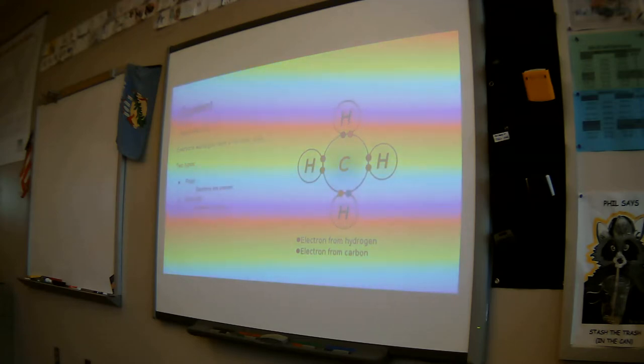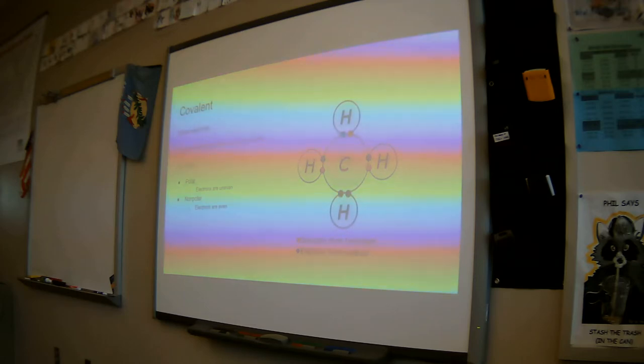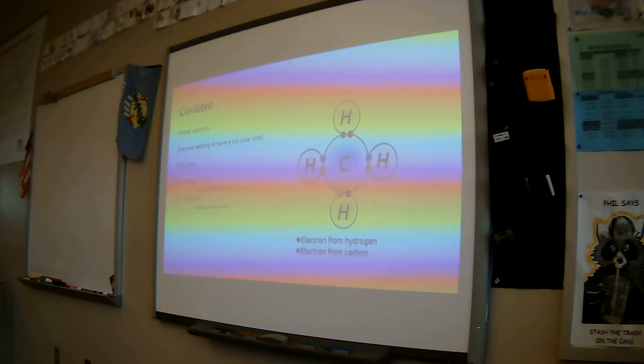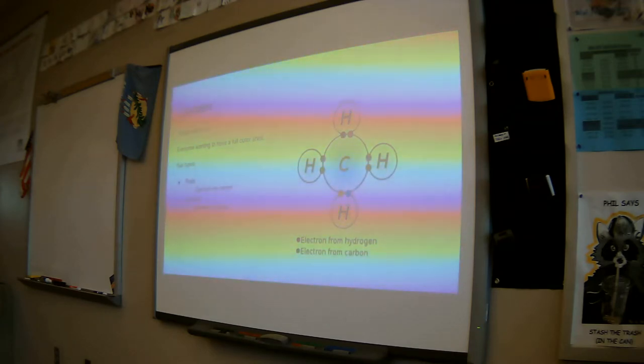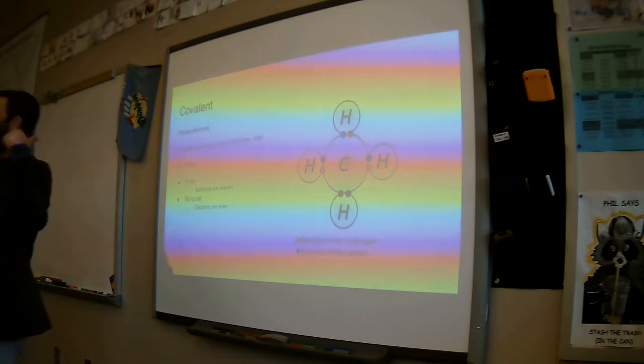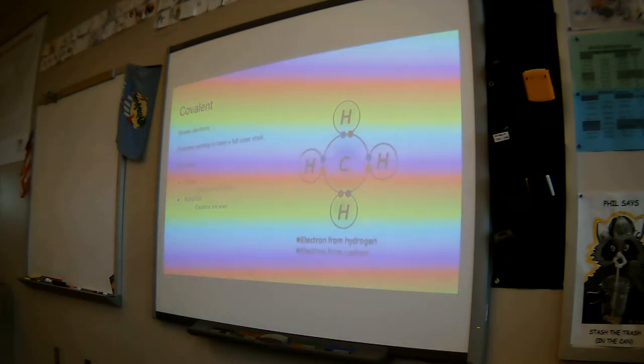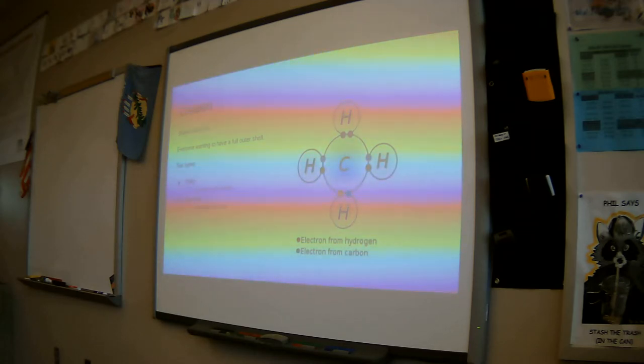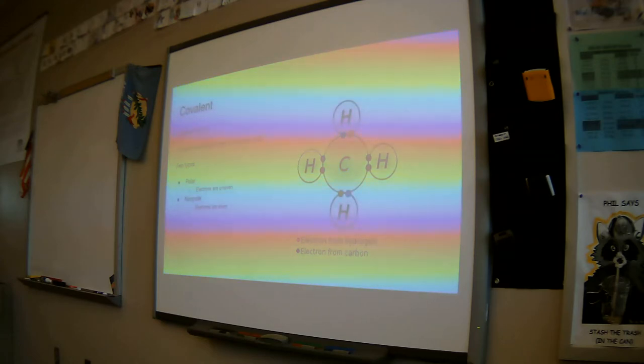Do they go back and forth? Does that electron go back and forth? No, it does not. They do not share electrons. There's no cooperation of valence electrons. There's no covalence going on. But when it does, the electrons do get shared back and forth. It is a type of bond called the covalent bond. Okay? Naming. It's a thing.